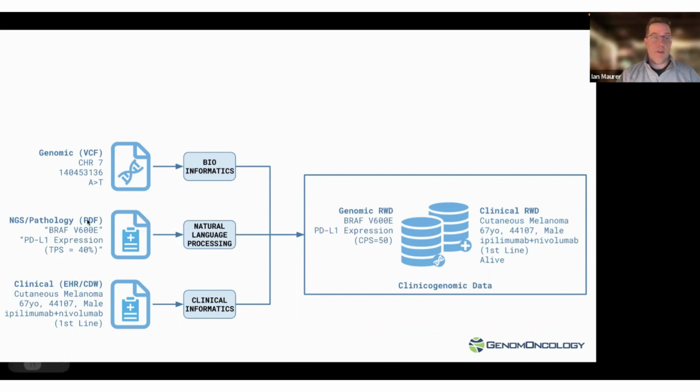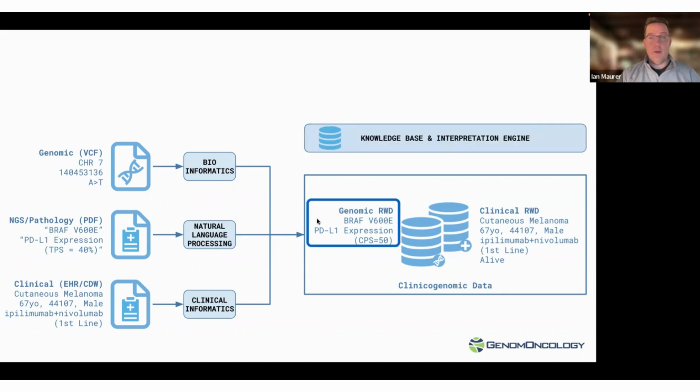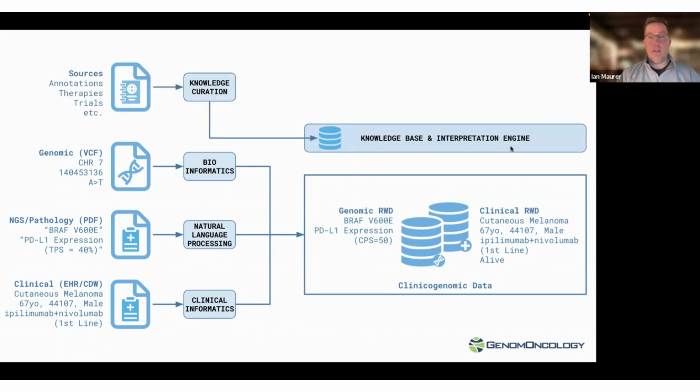Another option is to actually parse data out of PDFs, where we're getting just strings and doing optical character recognition and natural language processing to actually parse that information and populate our database. So given our database of both clinical and genomic information, how do we actually make use of it? Well, to do that, we need a knowledge base and an interpretation engine. That's where GenomOncology comes in.